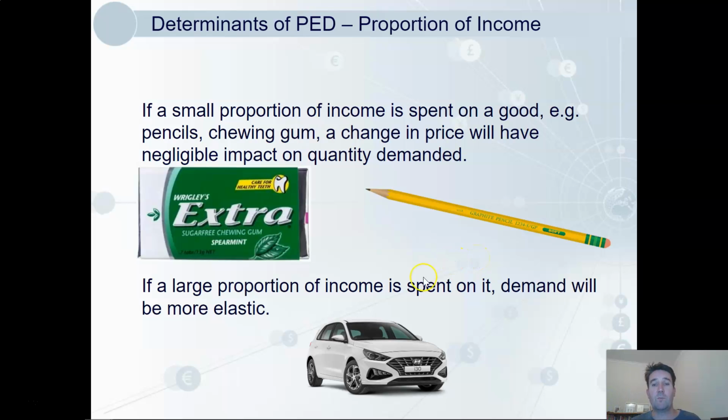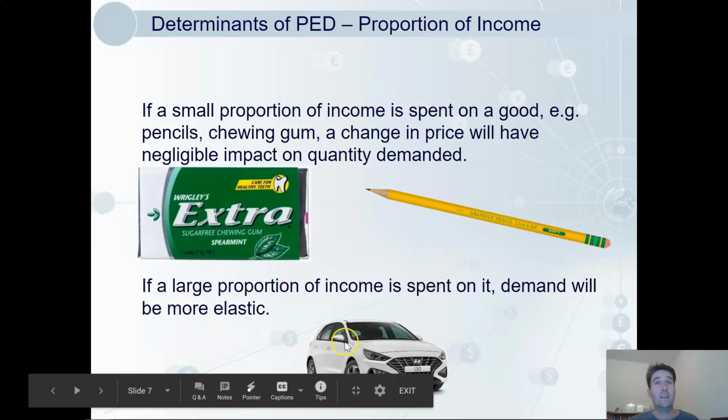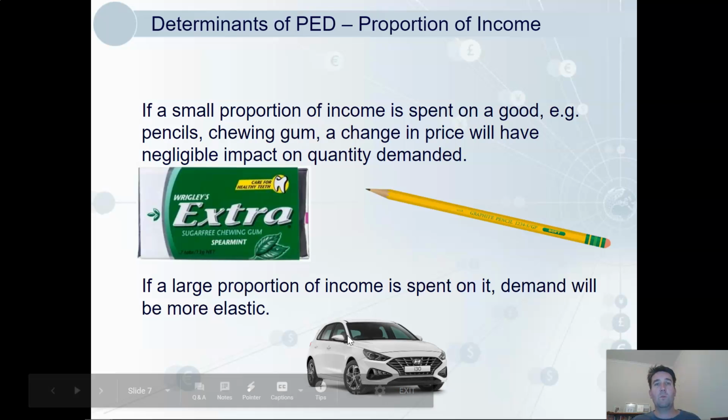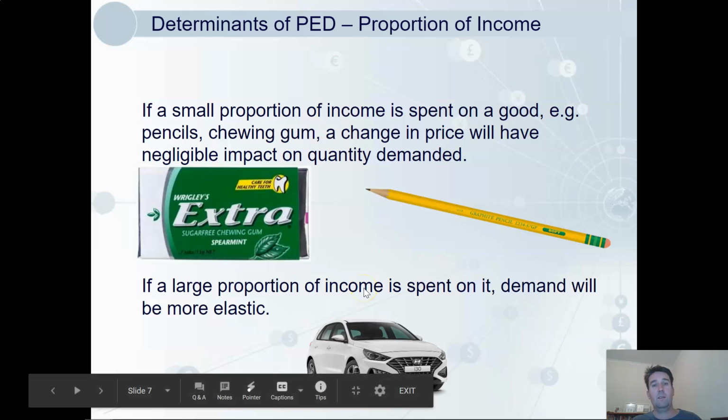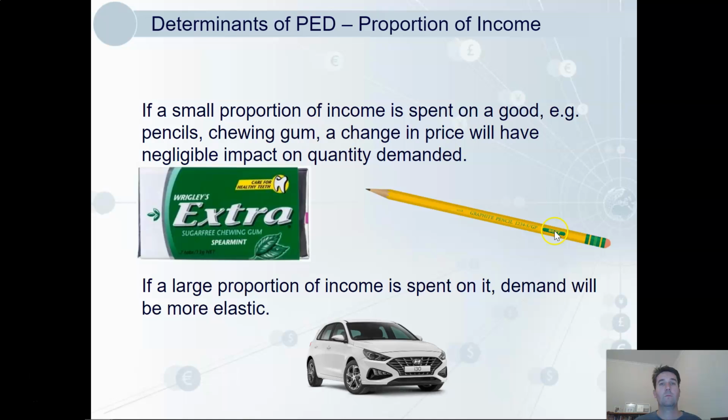A 10% change in the price of a $20,000 car is significant. It's $2,000. So it would greatly affect our buying decisions. We will be more responsive to a change in price. Thus, we will consider demand to be elastic. It's a higher proportion of our income. That makes it more elastic. Smaller proportion, more inelastic.